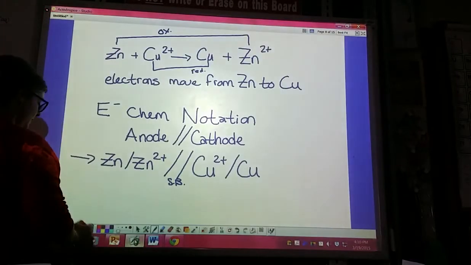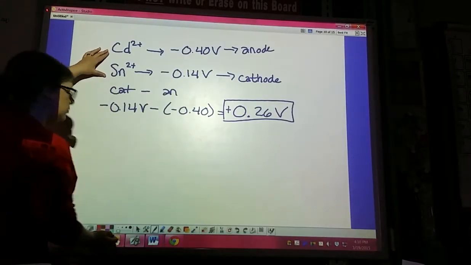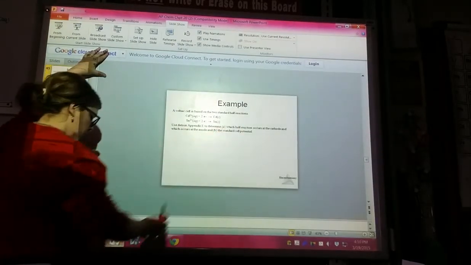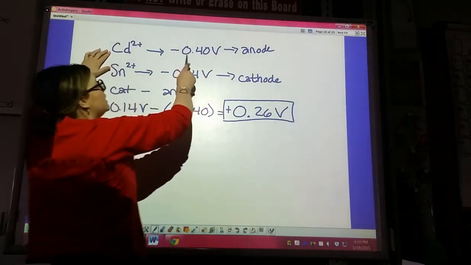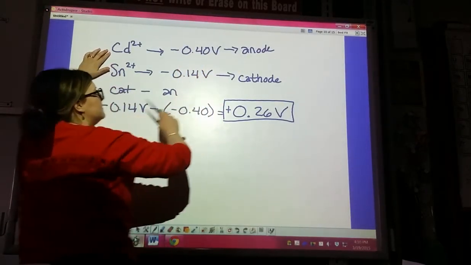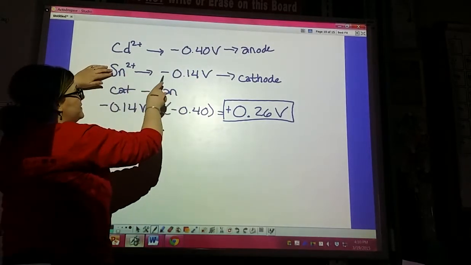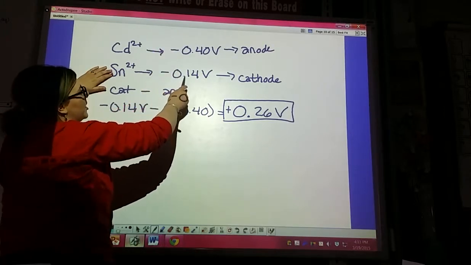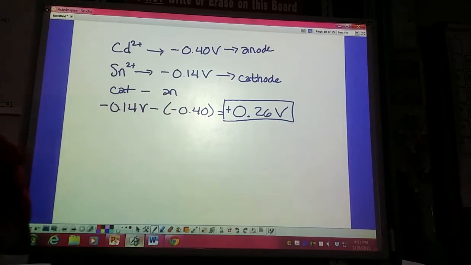So if this were an AP question, they would tell you, I give you this, and then they'd say E reduction equals a negative 0.40 volts. They give you that whole reaction that they gave you on your problem, and then they'd say E naught reduction is equal to a negative 0.14 volts. How do I know what would be at the cathode and what would be at the anode?